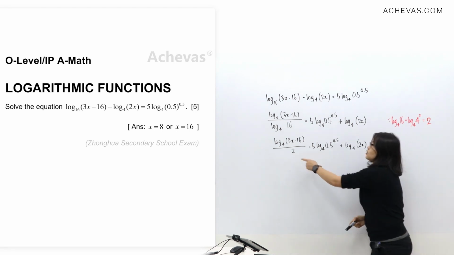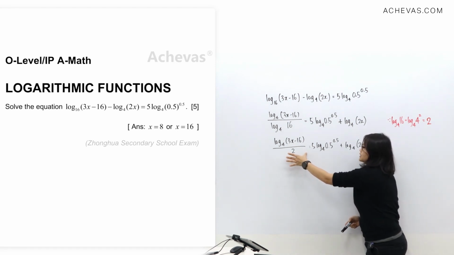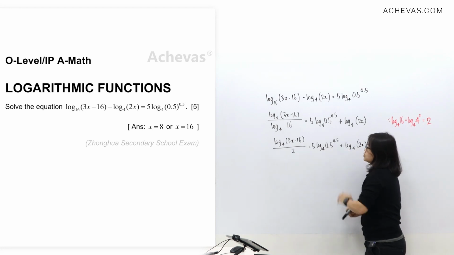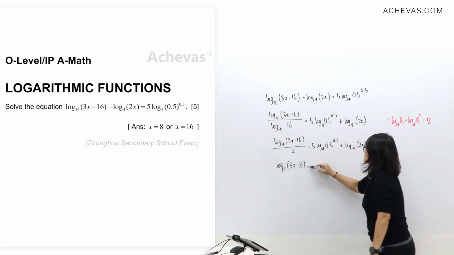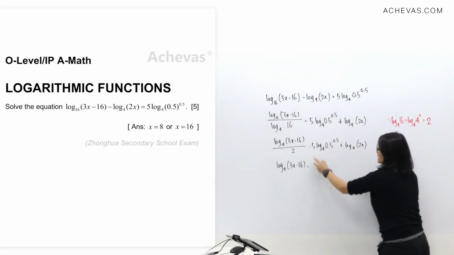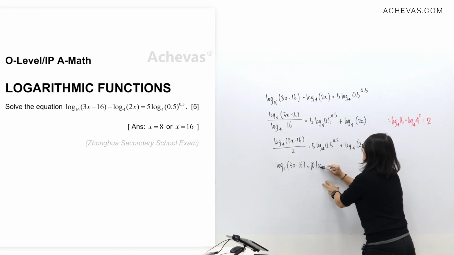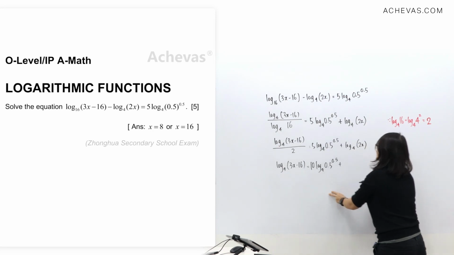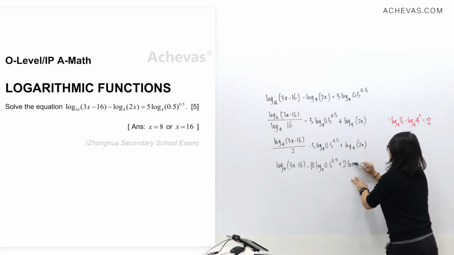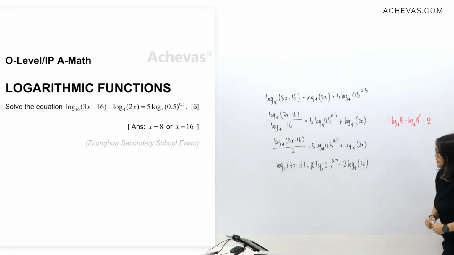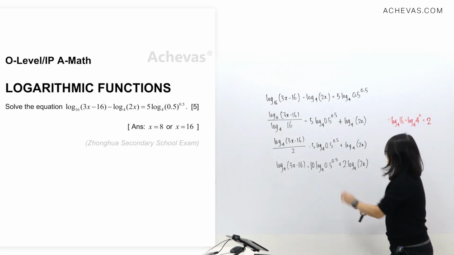Okay, I can see this one over 2. So what I can do is multiply 2, multiply 2, multiply 2. So next line, I will have log 4, 3x minus 16. This one times 2, 5 times 2 is 10. This one times 2, this one is 1, so 1 times 2 is 2. So I have 2 log 4 2x. Okay, so what happened to this is the addition.